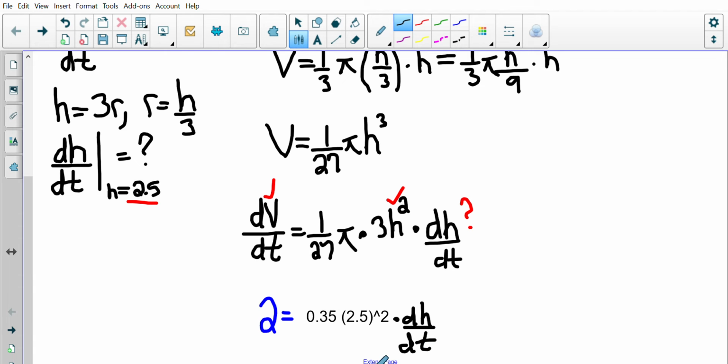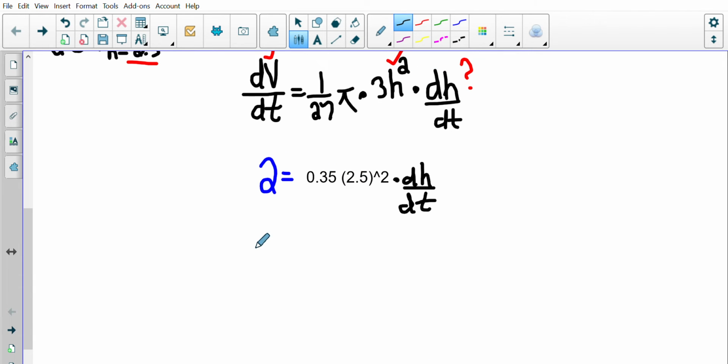All right, now, further simplifying. So I got 2 is equal to, well, I'm going to figure out what 2.5 squared is first, then times it by 0.35, and to 2 decimal places I get 2.19, and again times dH/dt.